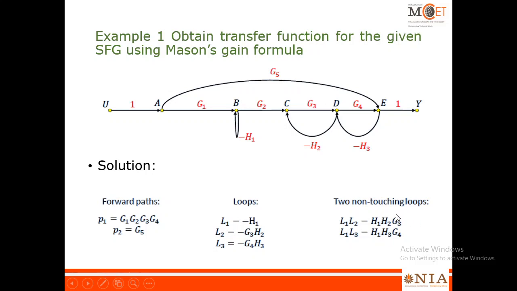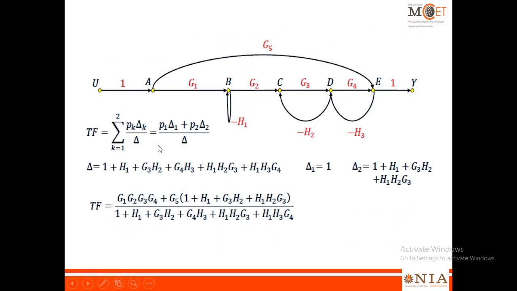So in this formula you can see that since k is equal to 2, you get P1 del 1 plus P2 del 2, divided by del. Del is ready for you now. P1 is the path gain of the first forward path and P2 is the path gain of the second forward path. That also was ready. And del 1 is, you should apply del to that part of the graph which does not touch the first forward path.